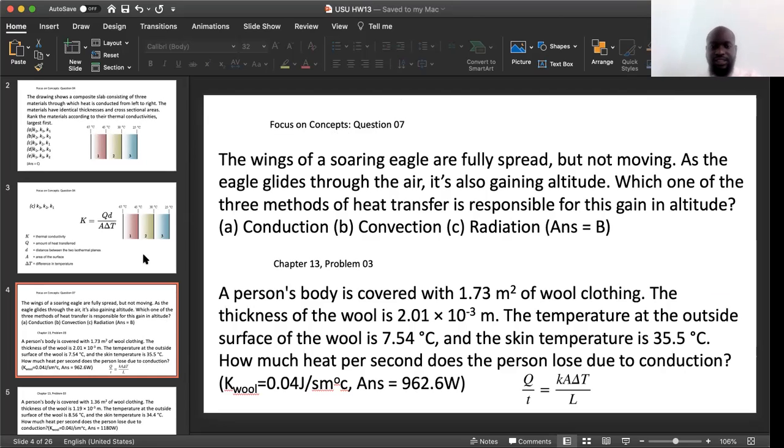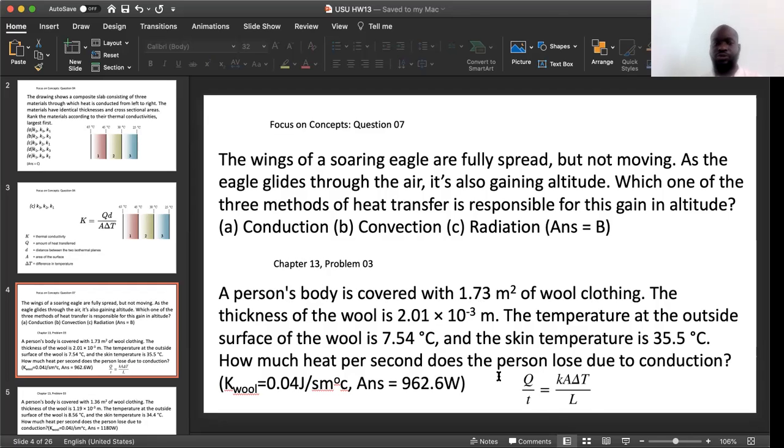And then chapter 13, problem 03 says a person's body is covered with 1.73 meters squared of wool clothing. The thickness of the wool is 2.01 times 10 to the power minus 3 meters. The temperature at the outside surface of the wool is given, and the skin temperature is given. How much heat per second, so you're looking for Q over t, heat per second, does the person lose due to conduction?